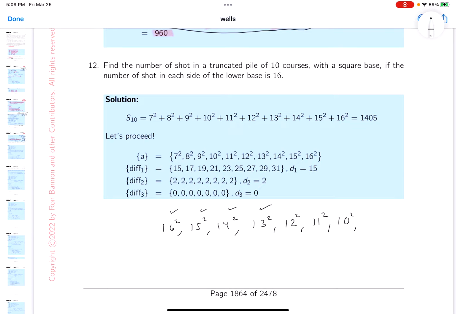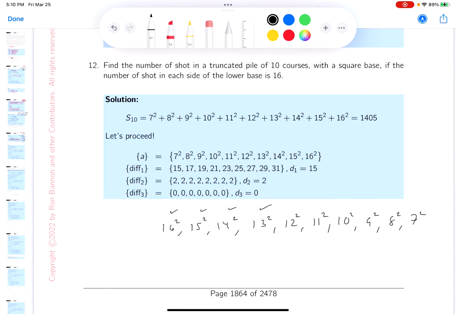16, 15, 14, 13, 12, 11, 10, 9, 8, 7. I'm going to count these for you one at a time. 1, 2, 3, 4, 5, 6, 7, 8, 9, 10. So we have 10 levels. That's the courses, by the way. All right? So it says find the number of shot.